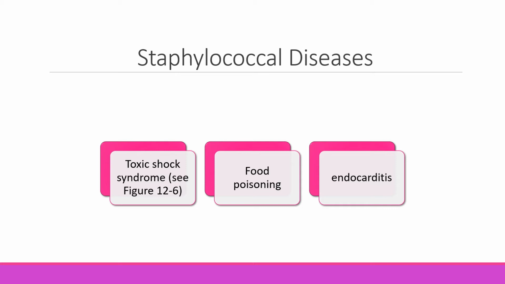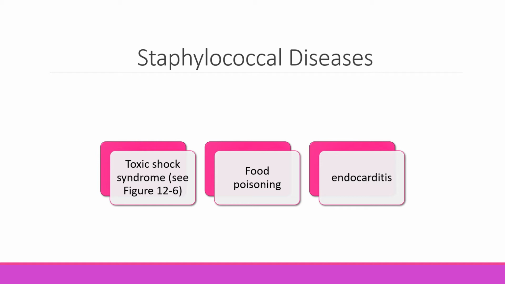Staphylococcal diseases include folliculitis, furunculosis, carbuncles, impetigo, scalded skin syndrome, food poisoning, toxic shock syndrome, osteomyelitis, and also endocarditis. Now, folliculitis, furunculosis, carbuncles, and impetigo are all situations that occur on the skin. There's some sort of lesion or pustule. Scalded skin syndrome is recognized by the peeling of the skin and the epidermis layer.